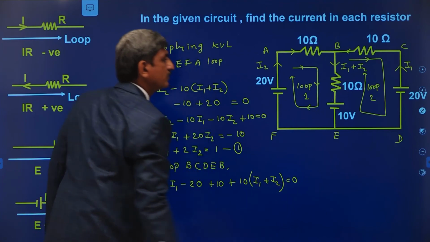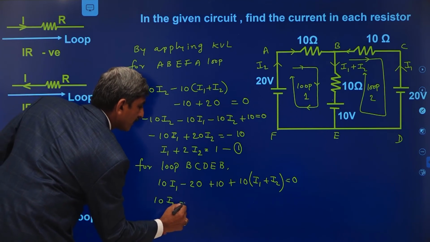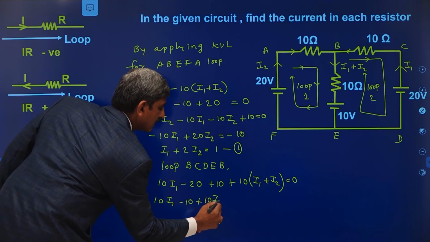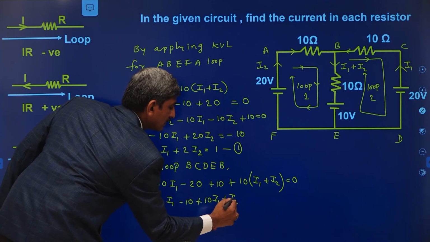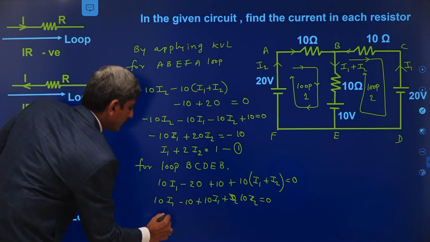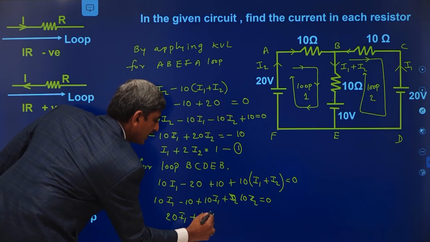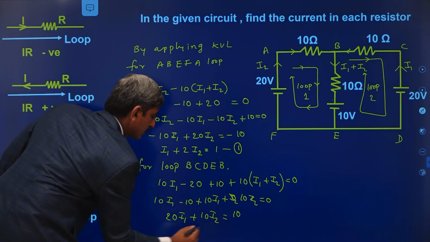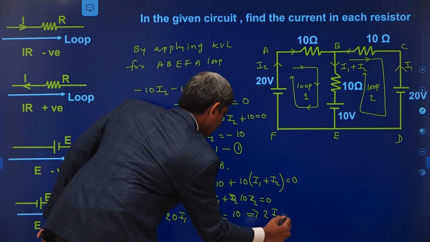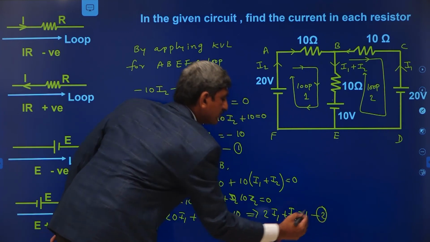This is equal to 0. Again, by expanding, we have 10 I1 minus 10 plus 10 I1 plus 10 I2 is equal to 0. So it becomes 20 I1 plus 10 I2 is equal to 10. From this we have 2 I1 plus I2 is equal to 1. Let it be equation number 2.